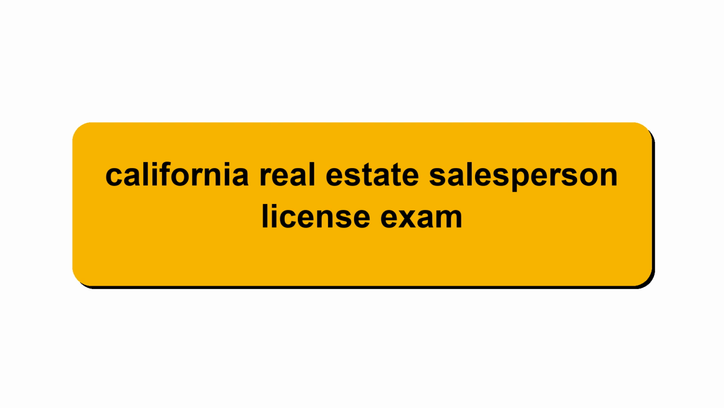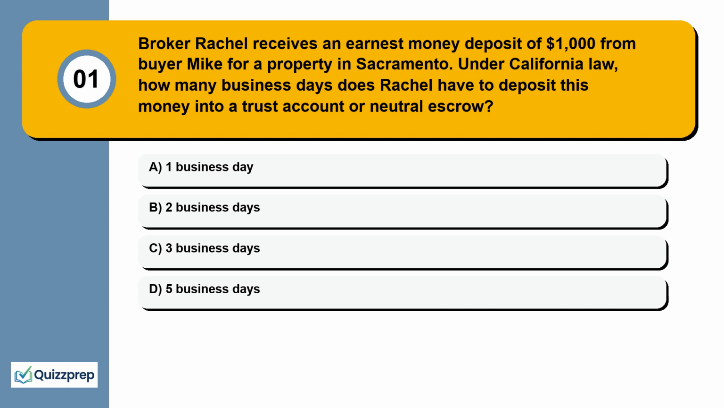California Real Estate Salesperson License Exam. Question 1. Broker Rachel receives an earnest money deposit of $1,000 from buyer Mike for a property in Sacramento.